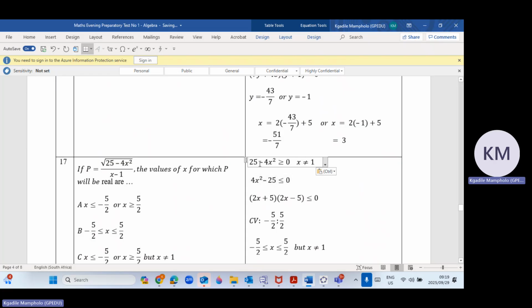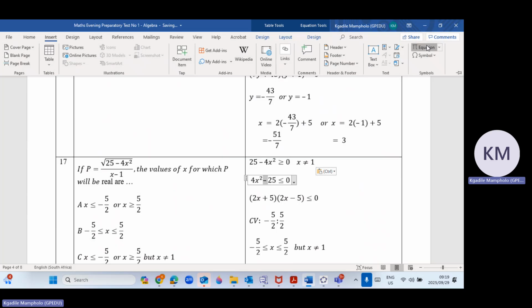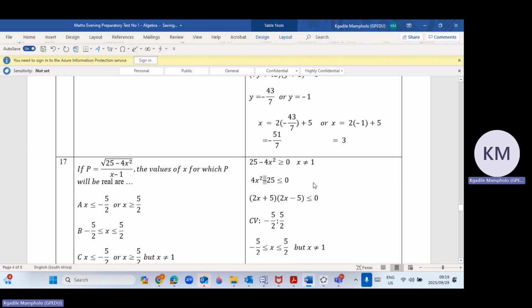Then you'll say, well, 25 minus 4x squared is greater or equals to 0. But remember, when you divide by negative, the inequality sign will change. If it was greater than, it will be less or equals to, because you divided by negative. Remember, when you divide 4x squared by negative, it will be positive. 25 by negative is negative 25. So the greater or equal sign will be less or equals to.